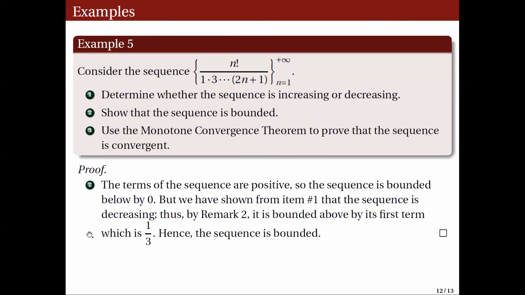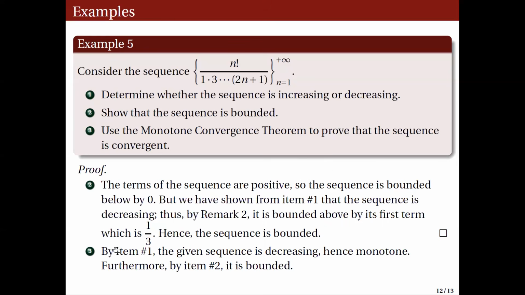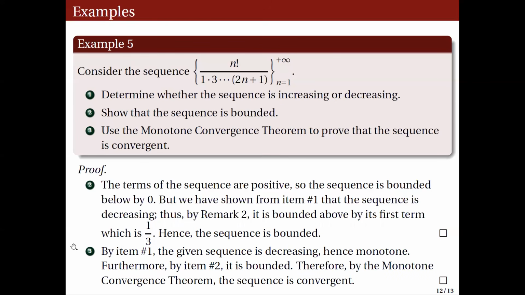And then, finally, let's now apply the monotone convergence theorem to show that the given sequence is convergent. So the proof goes as follows. By item number 1, the given sequence is decreasing and hence monotone. And furthermore, by item number 2, it is bounded. So hence, applying the monotone convergence theorem, we see that the given sequence is convergent.